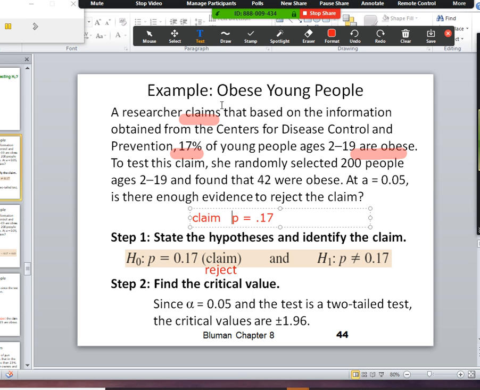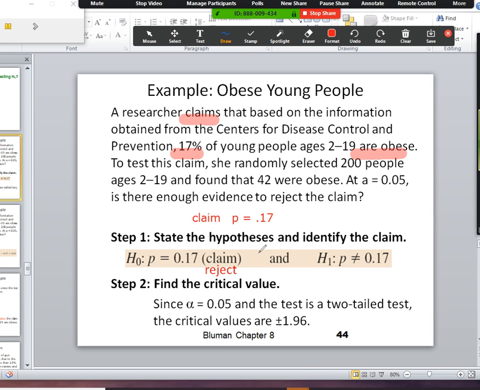Great. So the next thing we're going to do is take a look. My H naught is always equals. So here it's going to be p equals 0.17, whatever this is. Are these the same? Yes, they are. So then H1, since H naught is my claim, becomes the opposite of my claim: not equals. p is not equal to 0.17.